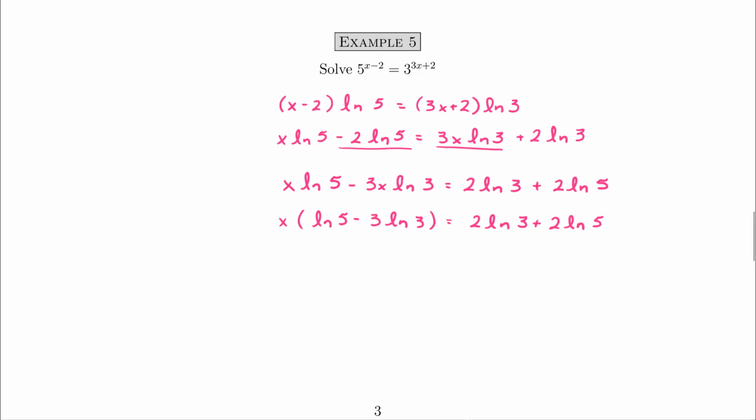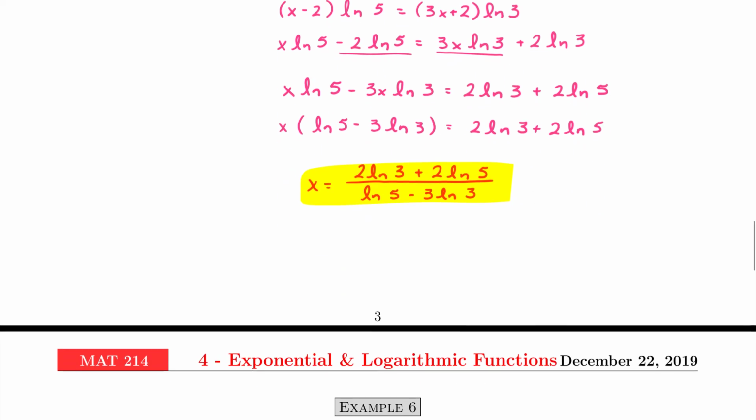And at this point, if I divide both sides by the quantity in parentheses, I will get x by itself. And that's going to give me x equals 2 natural log of 3 plus 2 natural log of 5 over natural log of 5 minus 3 natural log of 3. And again, we have an exact answer. You could type it in and get the approximate, but like I said before, please leave it in an exact form unless told to do otherwise.